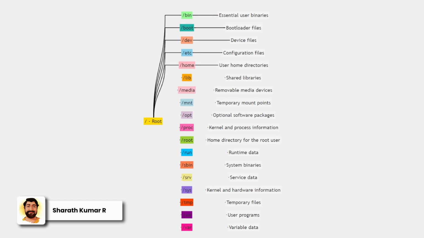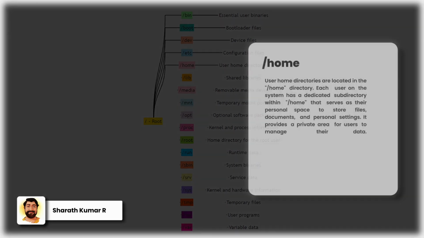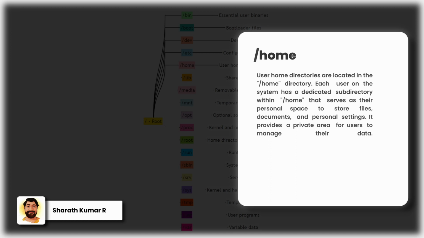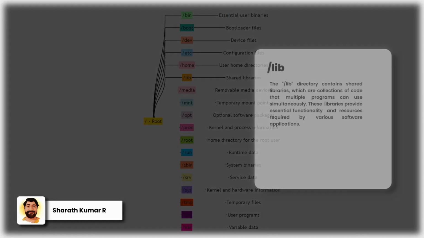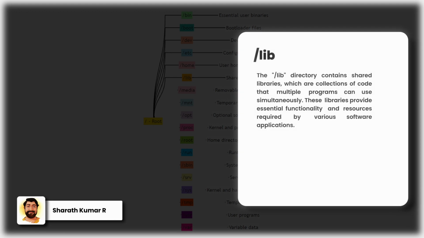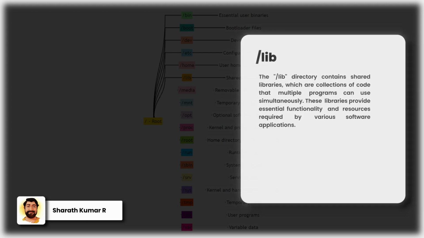User home directories are located in the home directory. Each user on the system has a dedicated subdirectory within home that serves as their personal space to store files, documents, and personal settings. It provides a private area for users to manage their data. The lib directory contains shared libraries, which are collections of code that multiple programs can use simultaneously. These libraries provide essential functionality and resources required by various software applications.